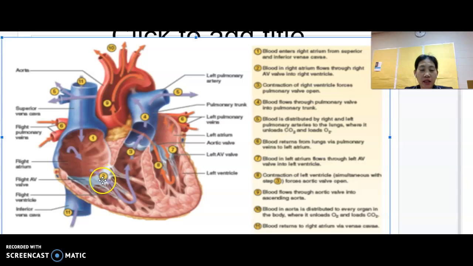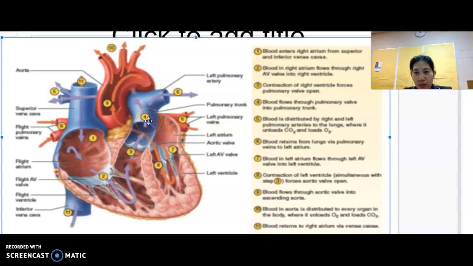But there is a valve that helps contract this one. If the right atrium is already full, this tricuspid valve will open up so that the blood can flow through the right ventricle. Next to the right ventricle, the blood goes through number three, which is the pulmonary valve. This will open up so that the blood can pass through this.